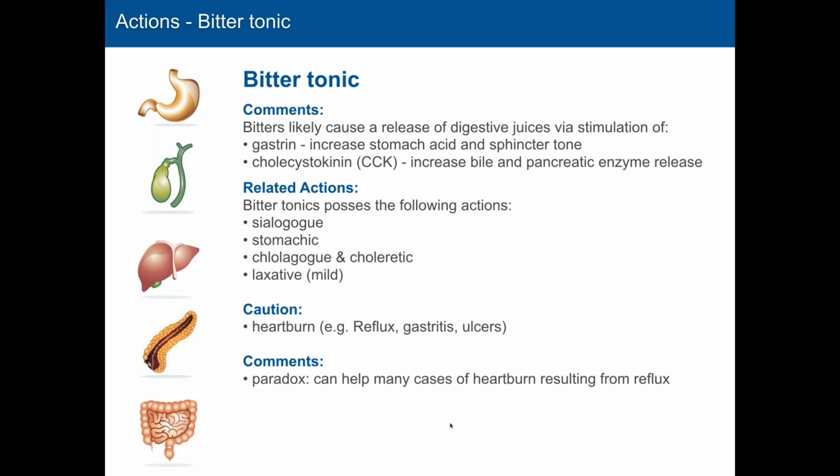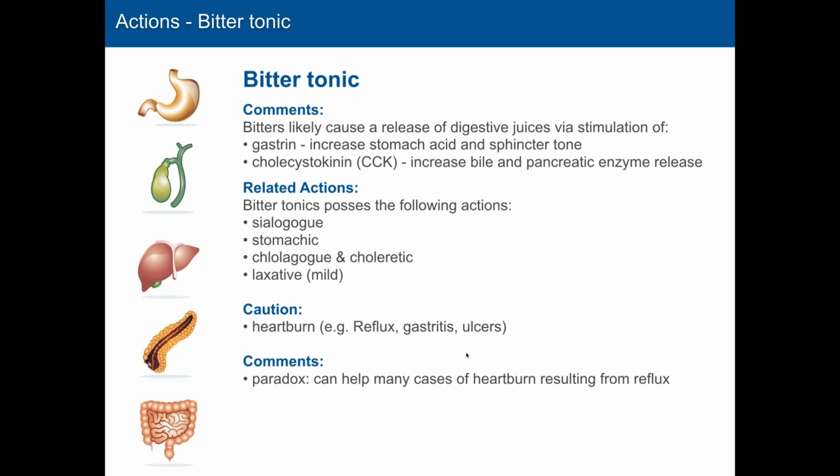A stomachic is a herb that specifically targets the stomach and makes it work better. And so all bitters are stomachics as well, but not all stomachics are bitters. Okay, and we'll talk about some examples of stomachics that are not digestive bitters, okay, shortly. Cholagogues and choleretics are related to the formation and the release of bile. And then finally, laxatives affect the bowels. So we'll go through each of those individual actions in a second.